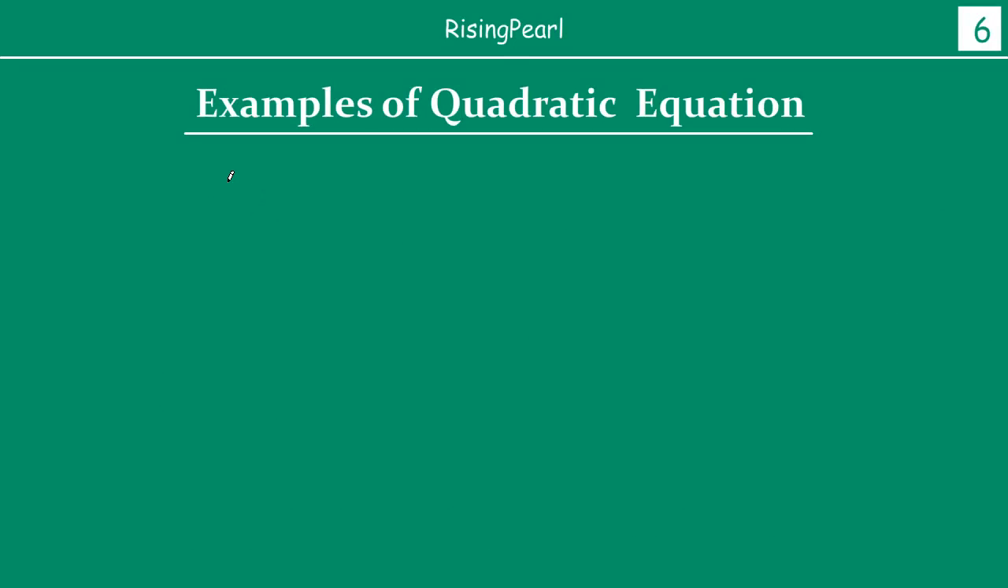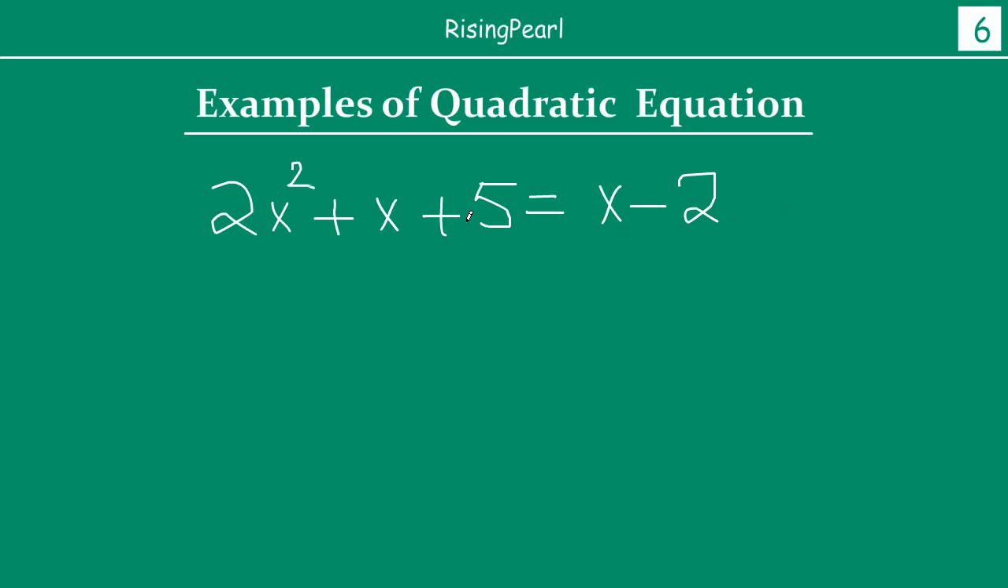If I were to write something like, let's say, 2x squared plus x plus 5, I'm randomly writing some equation, equals x minus 2. This is perfectly a valid example of a quadratic equation, because we have a quadratic polynomial equals a linear polynomial. So this absolutely works.